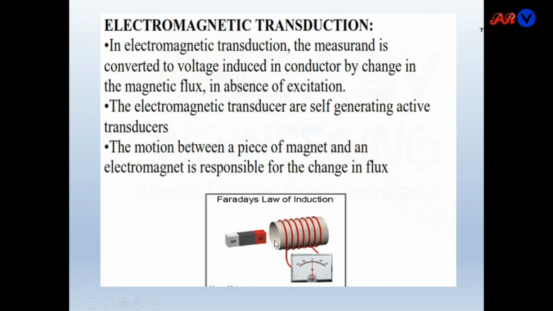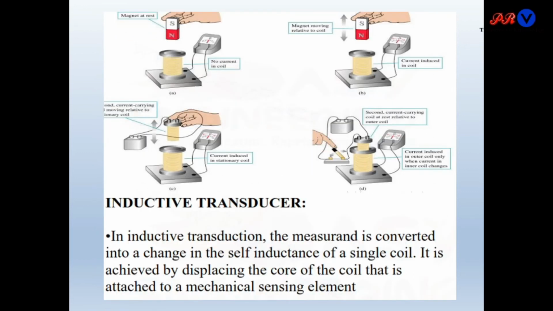If the flux is changing, then some voltage is induced in the galvanometer, and this change in displacement between the permanent magnet and the electromagnet is converted into voltage by Faraday's law of induction. So in this way, this transducer is used to convert the measurement into a corresponding voltage induced in the conductor.